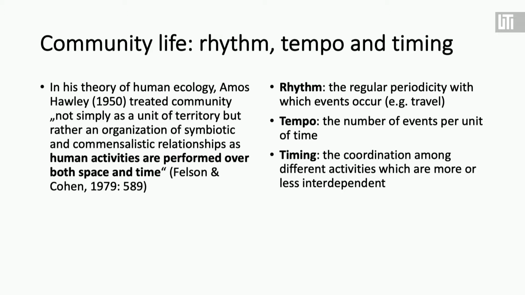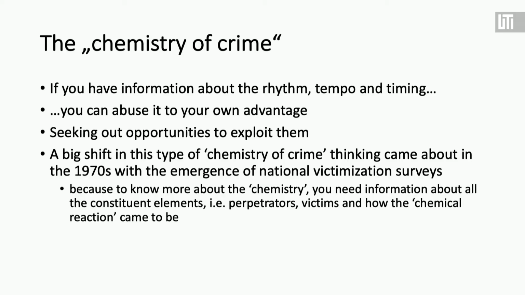For example, if you know that all the stores in the city open at 9 a.m., you may want to open your store at 7 a.m. because you know people go to work before 9 a.m. So if you want to sell coffee and bagels, then you're opening your store earlier. Now, these so-called chemistry of crime approaches to the study of criminal activities are based on this information that people or criminals have about the rhythm, tempo, and timing of community life.